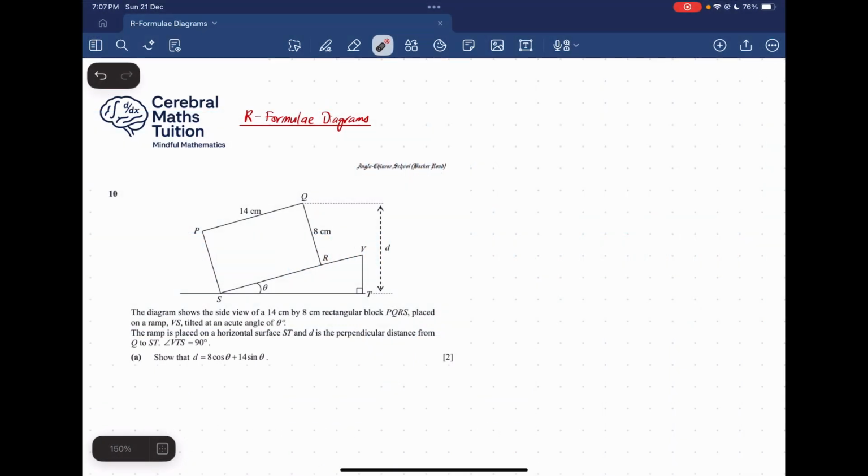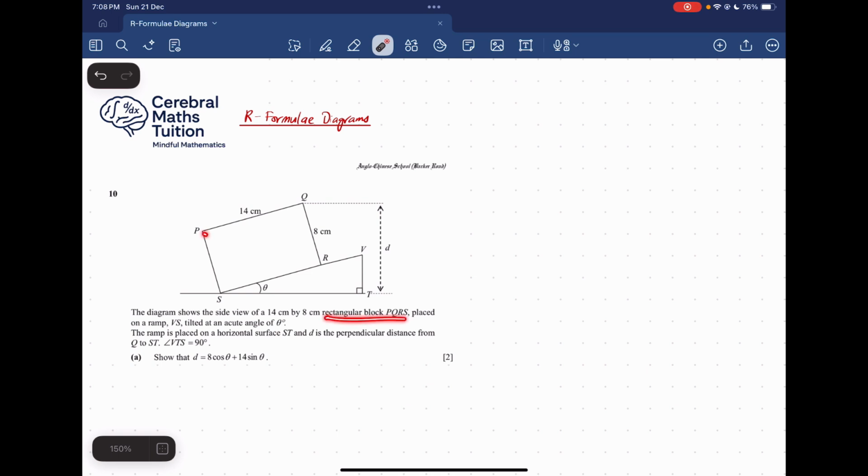Hello everyone. I'll be explaining a general way to tackle the first part of Trigo R-Formulae diagram questions. The first part usually entails expressing a length in the diagram in terms of theta. Let's understand the question and also understand why a length is a function of theta.